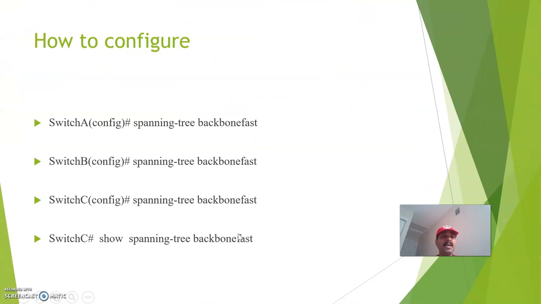So how to configure backbone fast? I have to configure spanning-tree backbonefast on all three switches. This is the command I have to enter to enable backbone fast. And for viewing the backbone fast features, we can go to the switch privilege mode and specify show spanning-tree backbonefast.